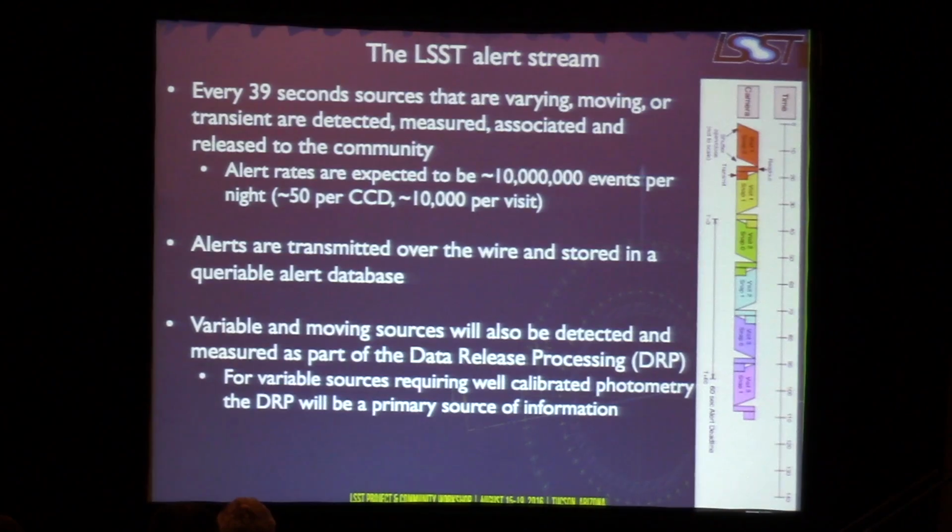So what does this mean in terms of numbers? Well, every 39 seconds, we're going to be detecting a varying, transient, or moving source. We expect to detect about 10 million of these over each night. If you calculate the number of visits, that means about 10,000 per visit, or about 50 real astrophysical events per CCD. As we process in units of CCDs, you can expect groups of 50 events coming out, and 189 of those groups of 50 events every 39 seconds.